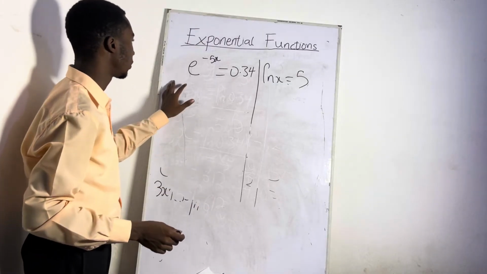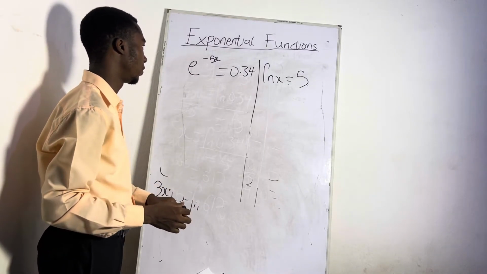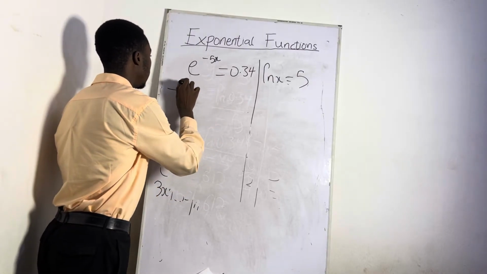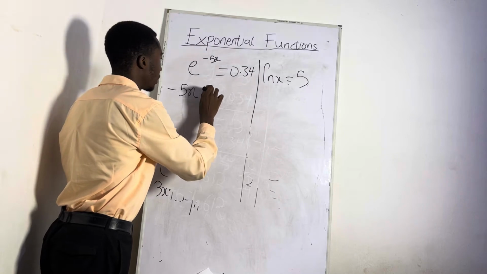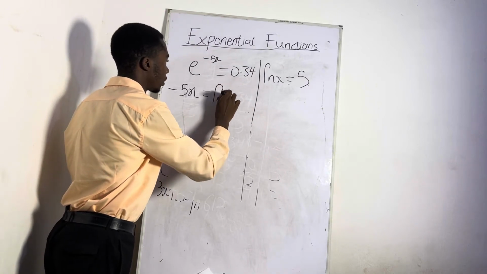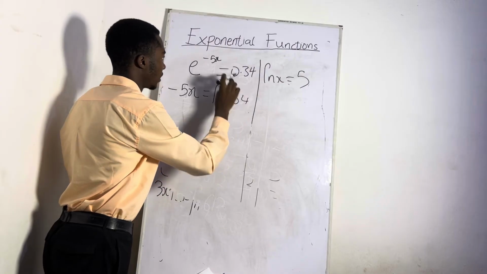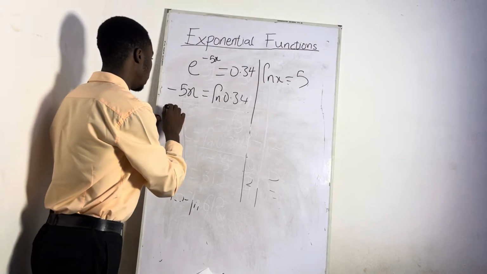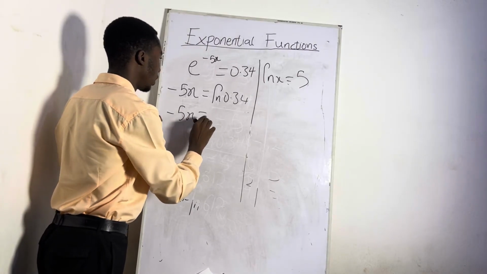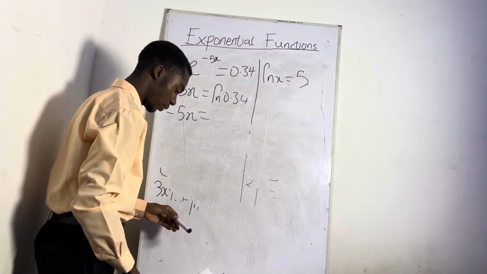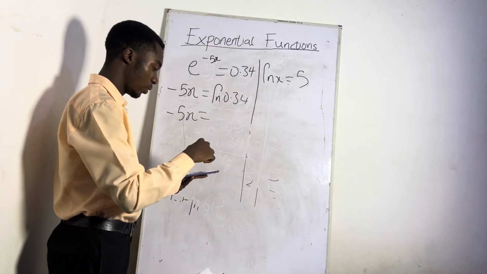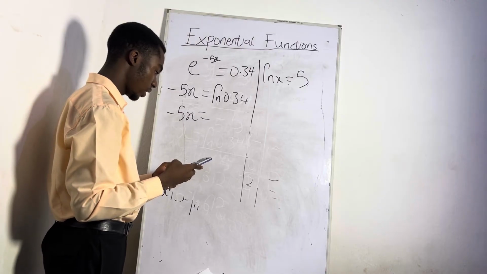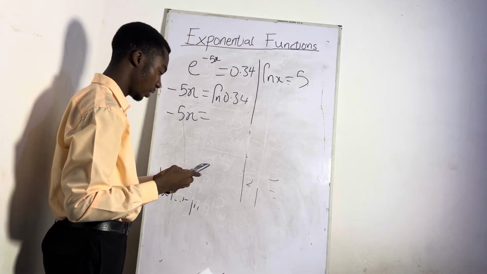Since we have e exponent negative 5x is equal to 0.34, just forget about the e. Take the exponent. So we have negative 5x is equal to ln 0.34. You just take the exponent, equate it to this, then add ln to it. Now you can punch ln 0.34 on the calculator. You click on ln on the calculator, then 0.34. You should be getting negative 1.078.